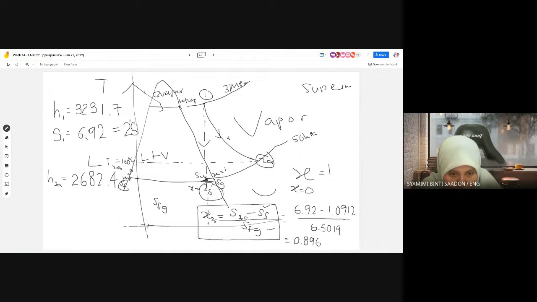So here after calculating the quality, you get quality around 0.89. So means correct. The location of the point 2S is nearly 100%. So here lah, if you get 0.4, maybe you have to draw the location 2S here. Or maybe 0.5 in the middle. So since we get the answer 0.89, it must be near the saturated vapor line. Okay, we have really answer number 1A.